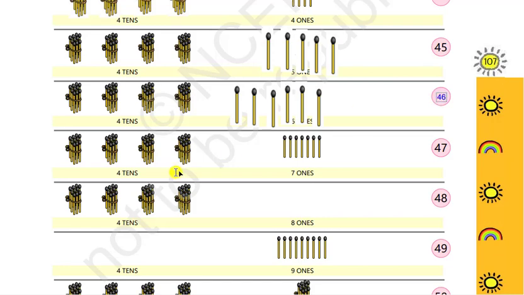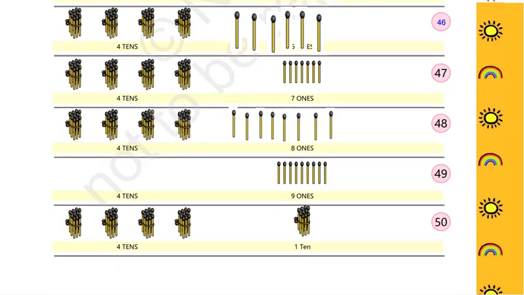So next is 47. 47 is 4 tens and 7 ones. So here there are 4 bundles and 7 loose matchsticks. Next is 48. 48 is 4 tens and 8 ones. So here how many loose matchsticks will we draw? Correct, it is 8. So let us quickly do that. So here we have drawn 8 loose matchsticks.